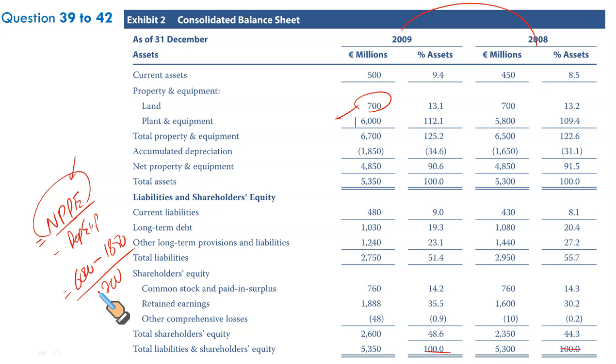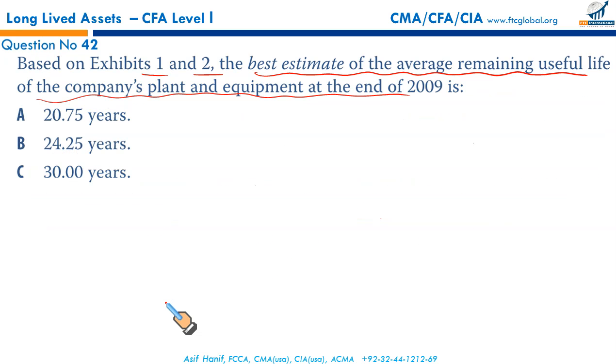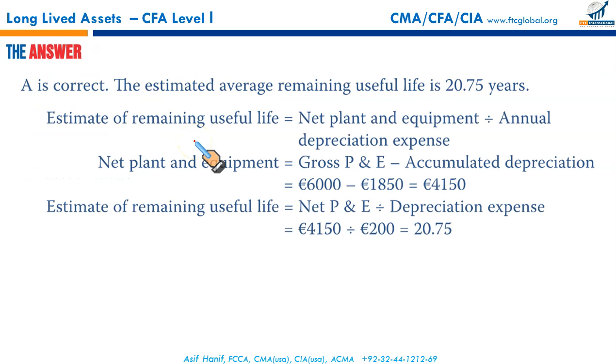So 6,000 less 1850 divided by 200 should give you 20.75 years. This is the average remaining life of the assets, and this should be the result of your 20.75. A. And A is the right answer.